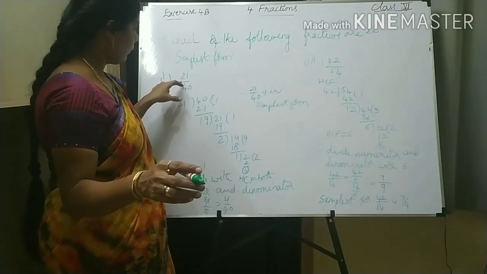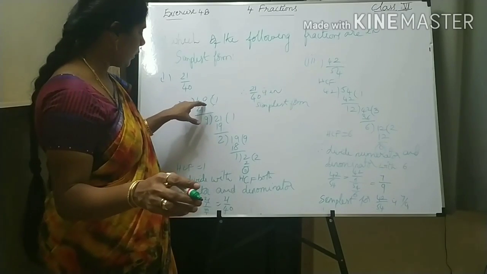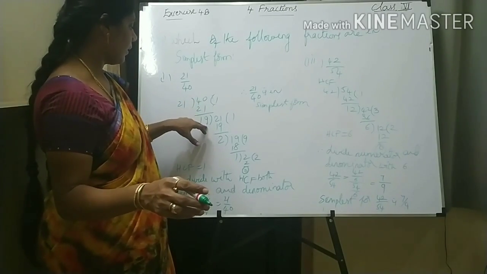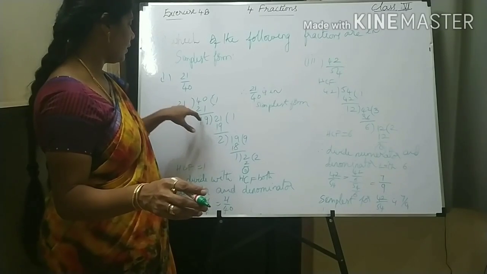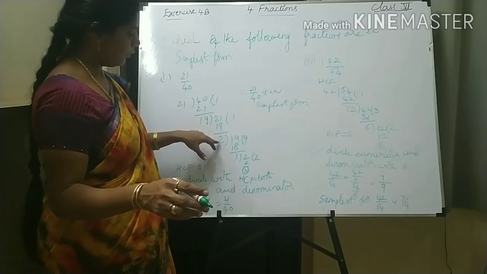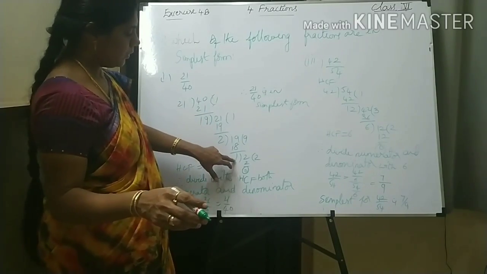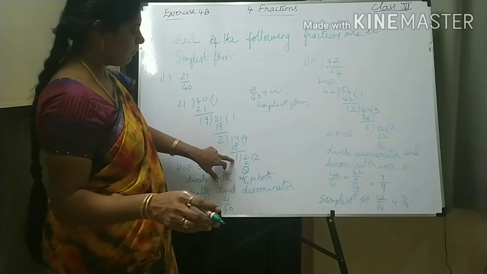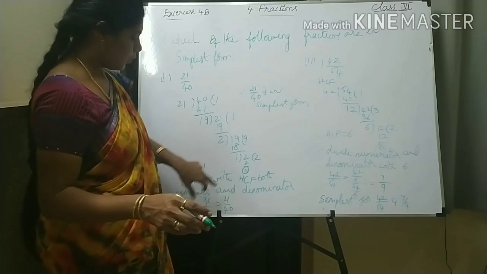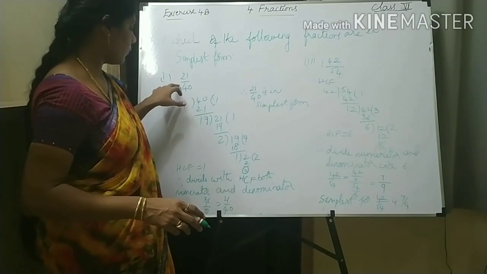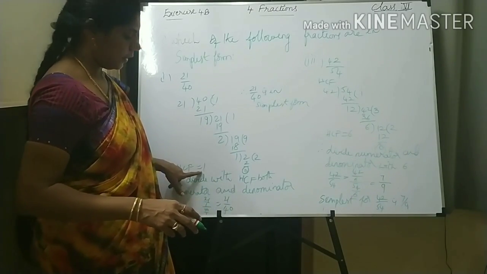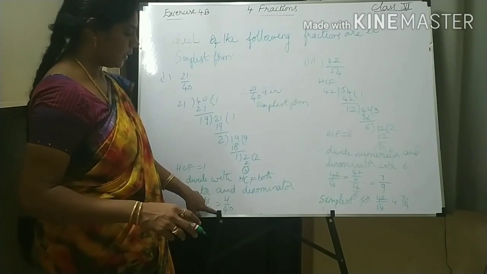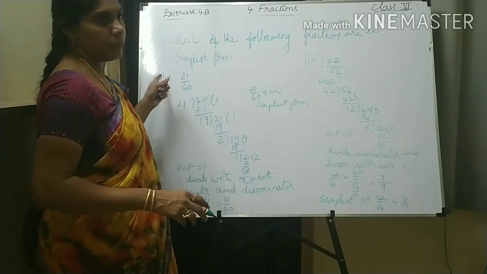See, 21 by 40. I am dividing 40 with 21. So 1 time 21, again remainder 19, again with this remainder I am dividing 21. I am doing like that. Here I am getting 0. So now for this division part, our HCF is 1. So we have to divide both numerator and denominator with HCF, that is 1. So 21 by 1, 40 by 1. So 21 by 40. So already the given number is in simplest form only.